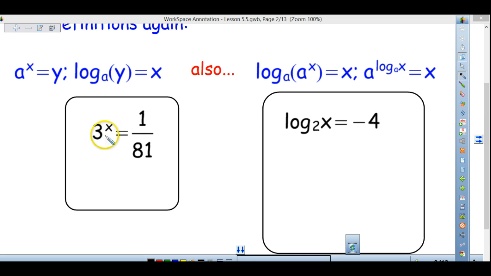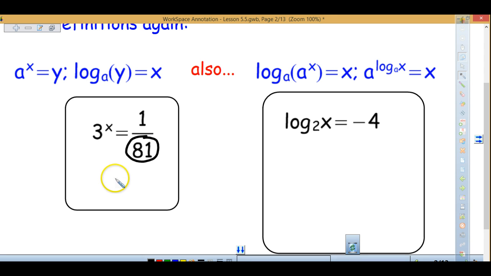If we have the equation 3 to the x equals 1 over 81, some of you might approach solving that in different ways. Some of you might look at that and actually use mental math. 3 to the x is equal to 1 over 81. Well, what power of 3 gives us 81? 3 squared is 9, 3 cubed is 27, and 3 to the fourth is 81. But since the 81 is in the denominator, we would want x to be a negative exponent. So some of you might look at this and go, oh, I know x is negative 4.